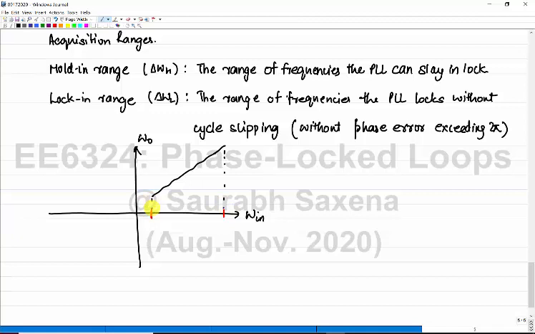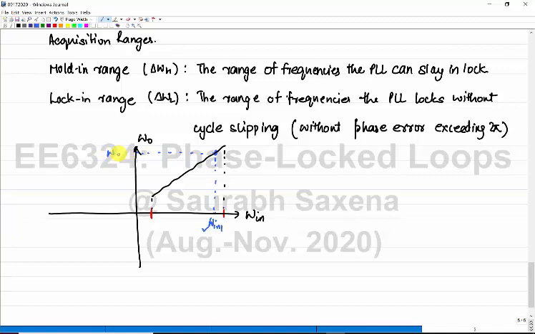Now for some cases it may happen that if your omega in value is omega in 1, at that time my PLL on its own, whether it can or it cannot, I do not know, right? So I may have to interfere with the PLL and then it may get this particular omega out value.